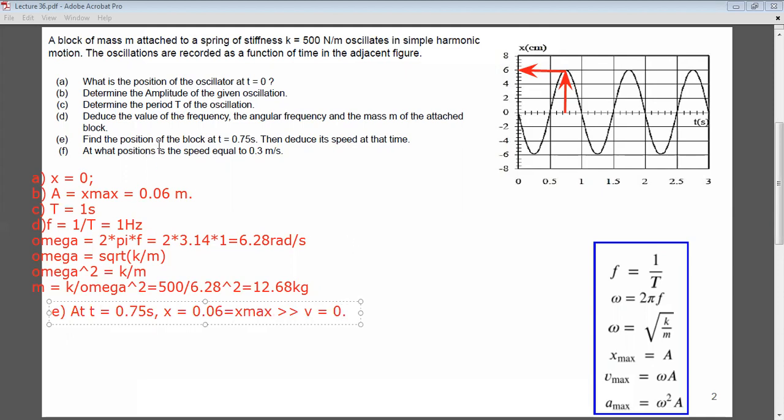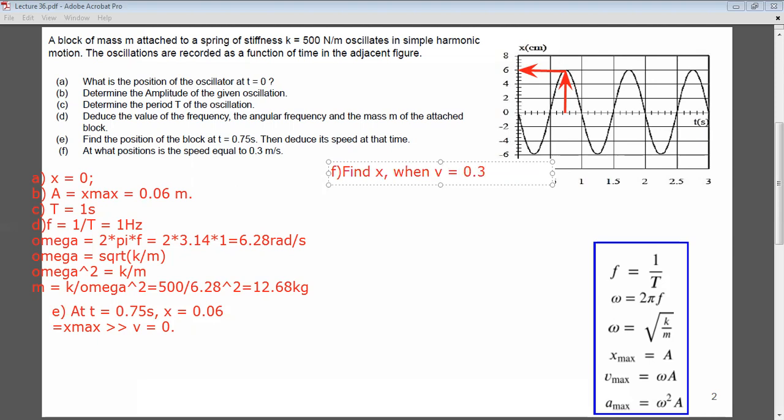At what positions is the speed equal to 0.3 meter per second? Okay. So let's do it here. At what positions? So find x. So the question is find x when v equal 0.3. Okay. So here, this is not a particular value. This is not at x maximum or at v maximum, or at x equal 0 or at x equal minus x maximum. So this is at any x.